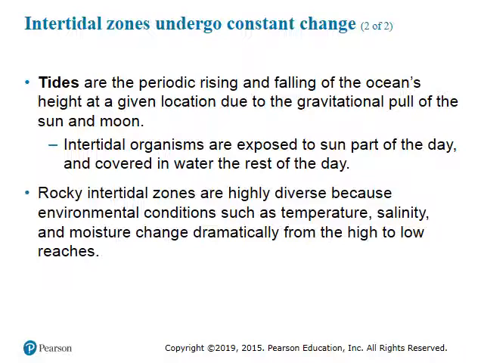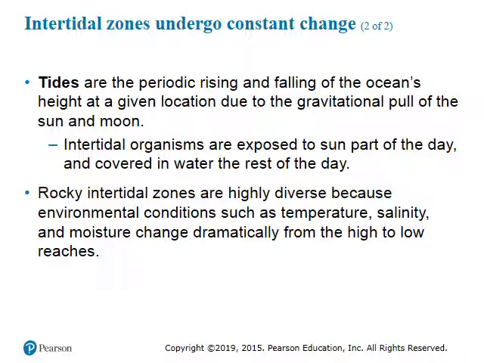Tides are the periodic rising and falling of the ocean's height at a given location due to the gravitational pull of the sun and the moon. Right? So the moon is very close to us relatively, and as it moves around, it kind of pulls the ocean. And intertidal organisms are exposed to sun part of the day, covered in water the rest of the day. So it's an extremely changing environment if you think about it, baking in the sun part of the time and then soaked in water that's beating you to death the rest of the time.